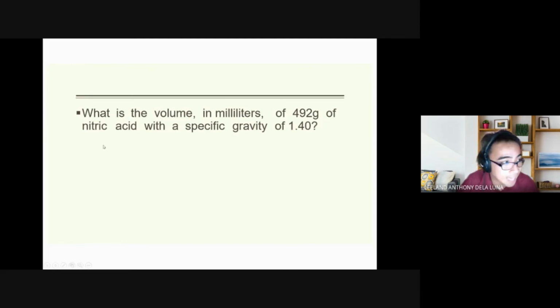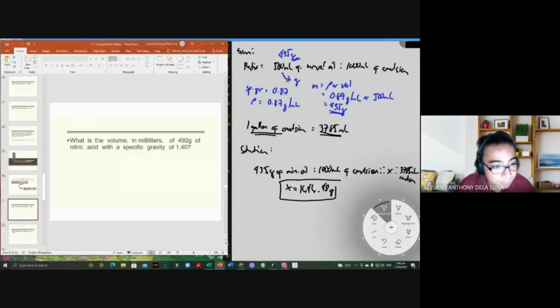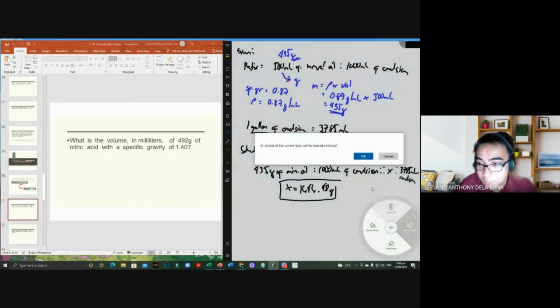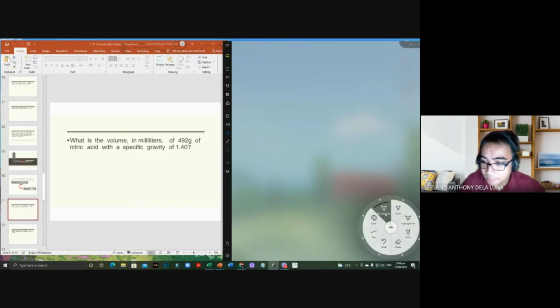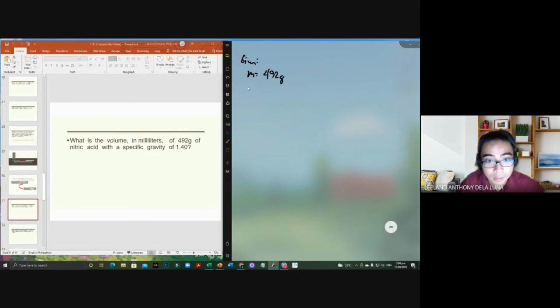Okay, pero sige, bigyan ko lang kayo ng isang example. Okay? Pero hindi na ako masyado mag-elaborate pa sa iba. So here class again, given natin the mass or the weight, which is 492 grams. Okay, specific gravity of 1.4. Sabi natin, density yan, 1.4 gram per ml na yan. Matik na yun. Okay? So, tapos ang requirement dito is the volume, which is unknown.